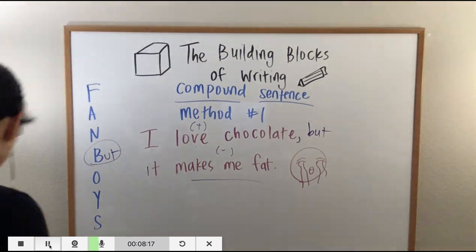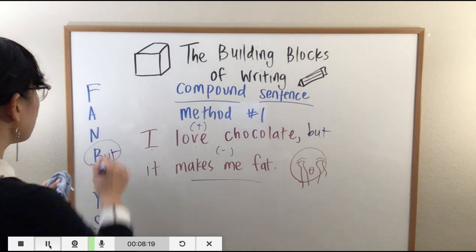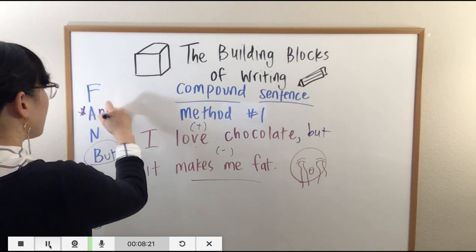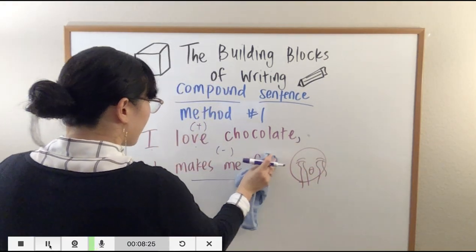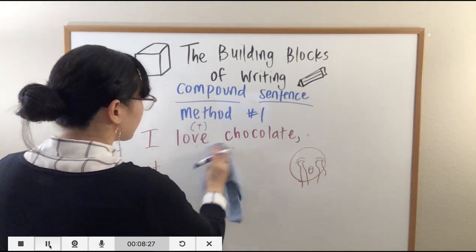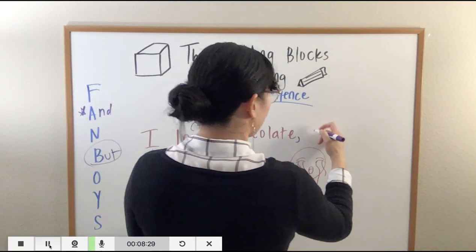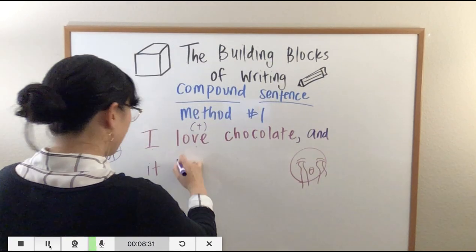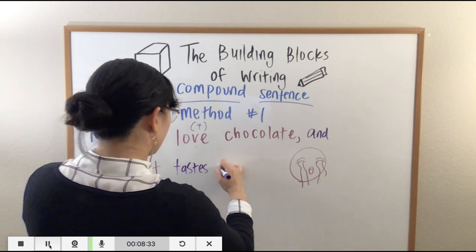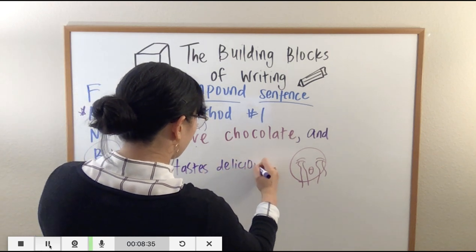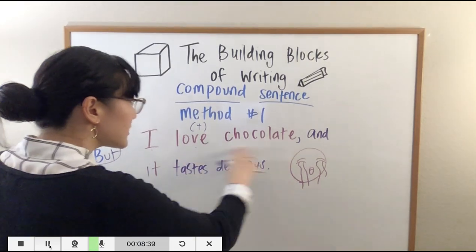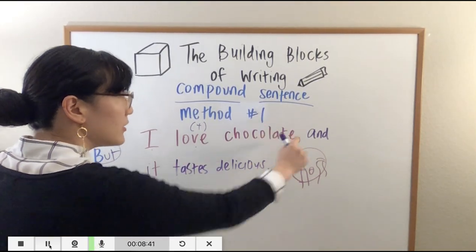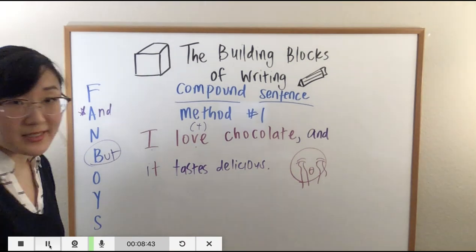If I wanted to use, let's say, let's do and, right? And can be positive, positive. So let's erase this. Let's say, I love chocolate and it tastes delicious, right? In this case, same thing. I have one simple sentence, comma, fanboys, and a second sentence, right?